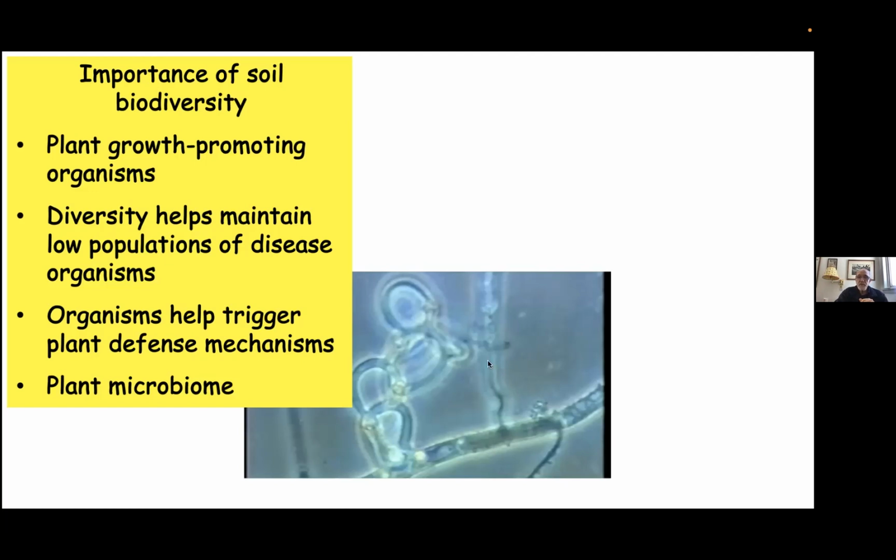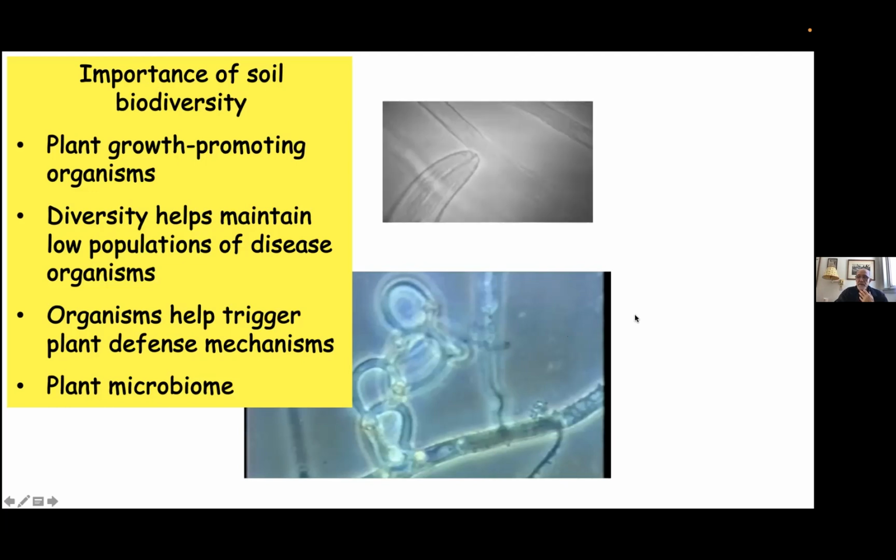So these are just some examples of organisms living in the soil. On the top right is a fungus. This is a nematode that's feeding on a fungal hyphae. Okay, so this is a nematode that specializes in feeding on fungal hyphae. They're different nematodes with different specializations in soils. These are like little tiny worms, but you normally can't see them with the naked eye.